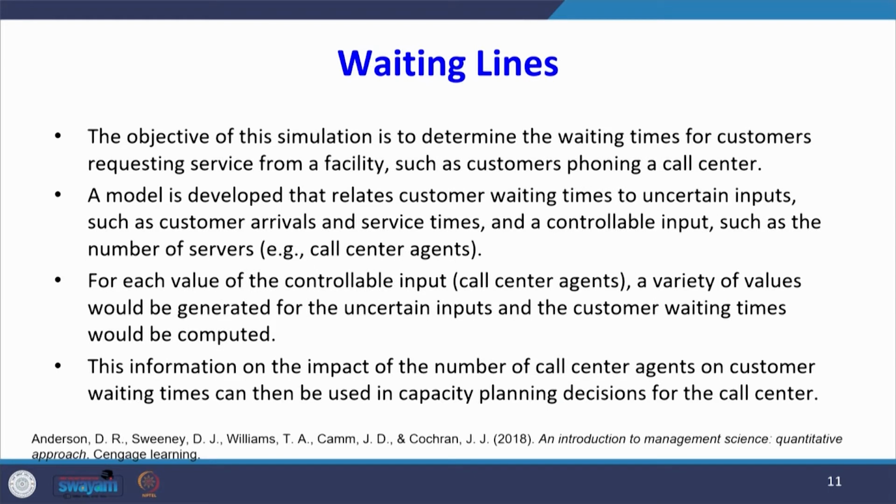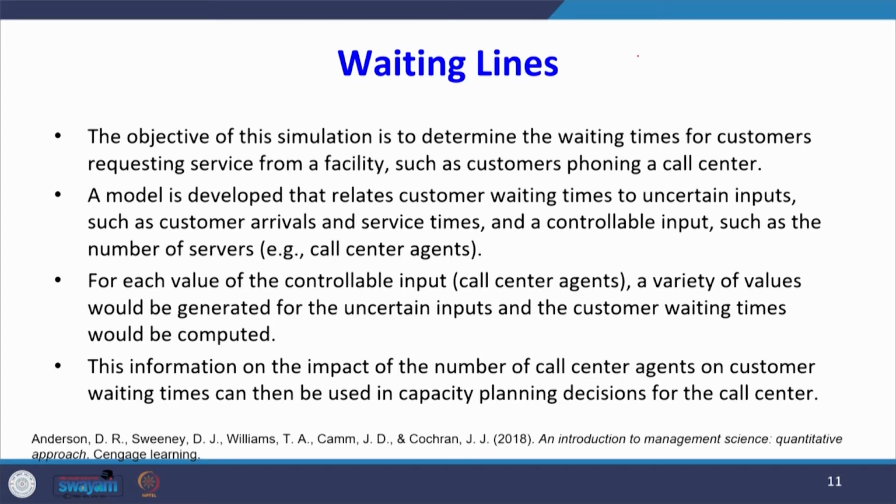Another common example is the waiting line. After some lectures we will be studying this waiting line example also. The objective of this simulation is to determine the waiting time for customers requesting service from a facility, such as a customer phoning a call center. A model is developed that relates customer waiting time to uncertain inputs such as customer arrivals and service times, and controllable inputs such as the number of servers. For each value of controllable inputs, a variety of values would be generated for uncertain inputs and the customer waiting time would be computed. This information on the impact of the number of call center agents on customer waiting times can then be used in capacity planning decisions for the call center.